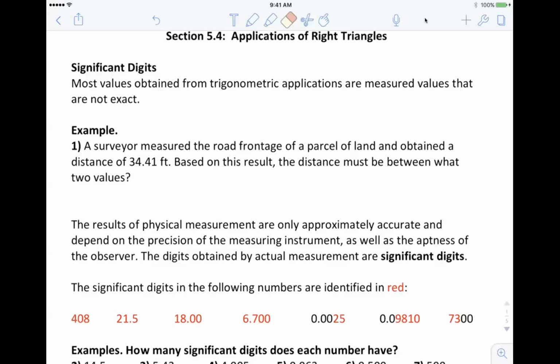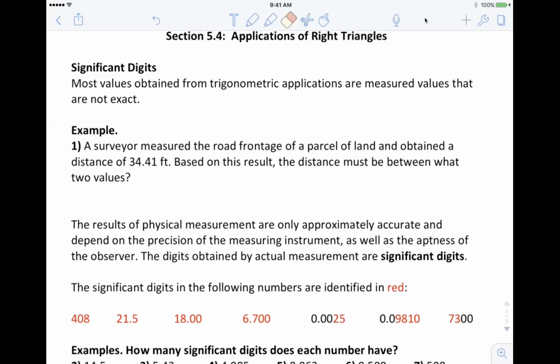Hey everyone, we're going to jump right into some 5.4, which is the applications of right triangles. Woohoo, word problems. So the first thing we got to talk about are significant digits. And that's because in most trig applications, we're dealing with measured values that are not necessarily exact. So there'll be rounding involved and that sort of thing.